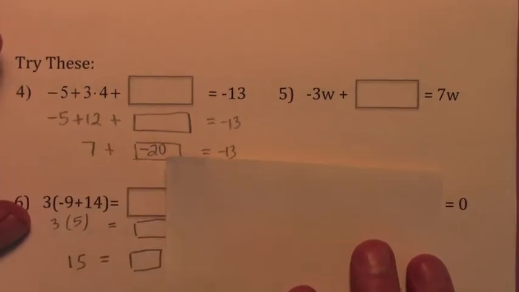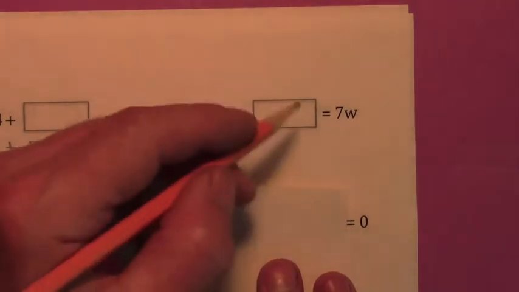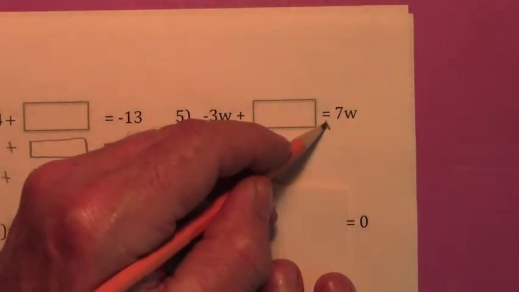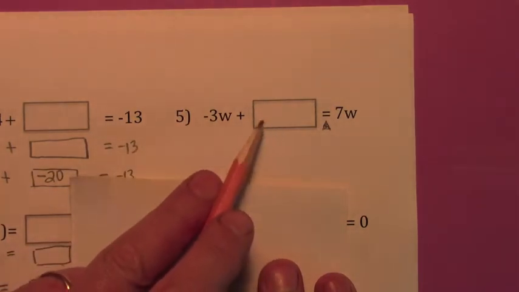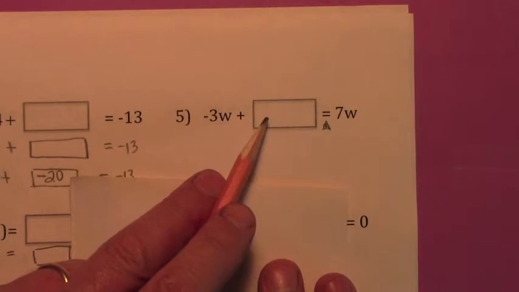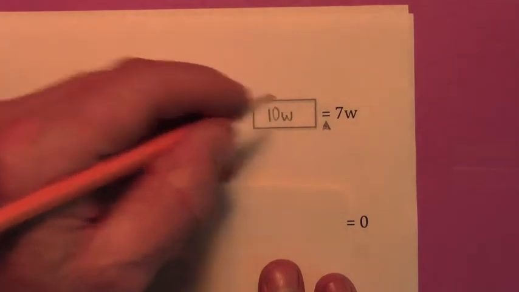Let's go over here to number 5. What do you add to negative 3w to get positive 7w? You want 7w on both sides. So you're going to have to add a positive number of w's, right? Don't you have to add 3w just to get back to 0? Plus another 7w to get up to here. So that's a total of 10w, isn't it?